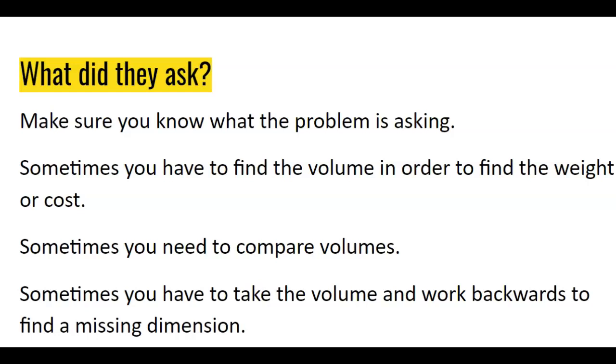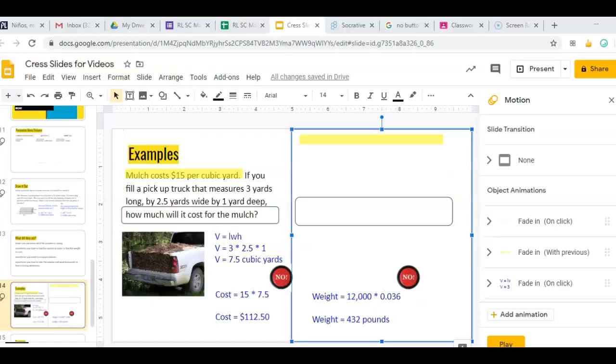When you're looking at word problems, not just volume and area, but all word problems, you want to make sure that you know what the problem is asking. It may not be asking you for the volume. So with volume problems, sometimes they're asking you to find the weight or the cost. Sometimes they're asking you to compare volumes. How much bigger is one than the other? How much less is one than the other? And sometimes they're going to give you the volume and you have to work backwards to find a missing dimension. All these are considered volume word problems, even though the answer that they're asking for isn't the volume.